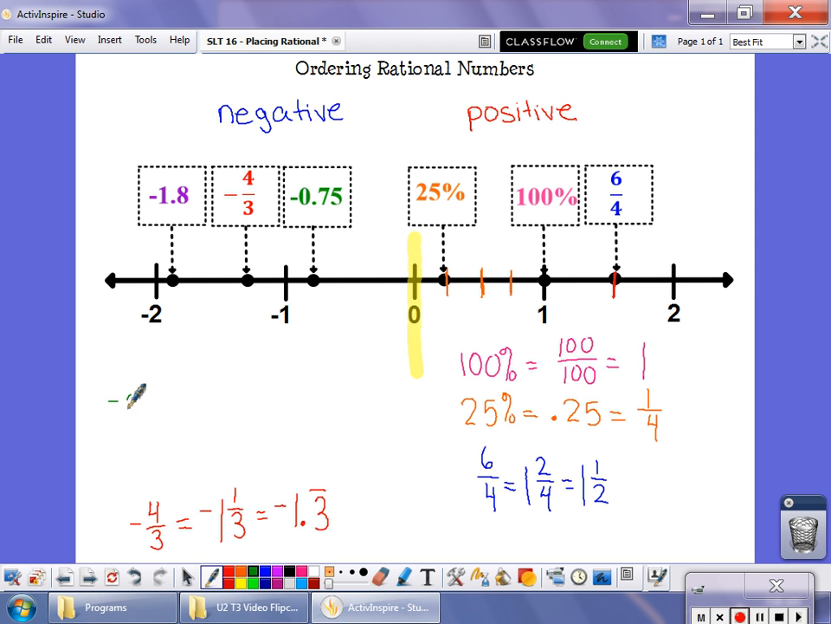I know that -75/100, if I were to simplify that, is the same as -3/4. And if I were to break up this number line, this would be -1/2. So this would be -3/4 and -1/4. Oops, that's not a 1. -1/4. And that's how a number line can help you order rational numbers.